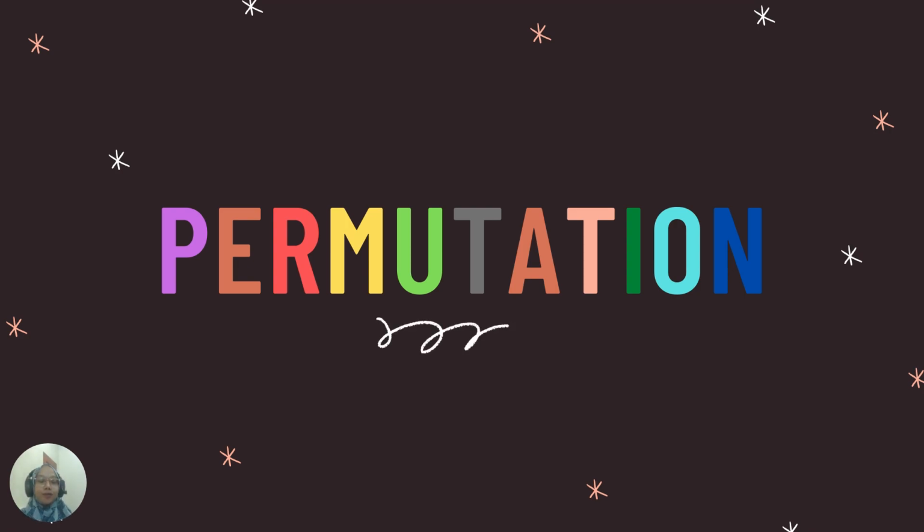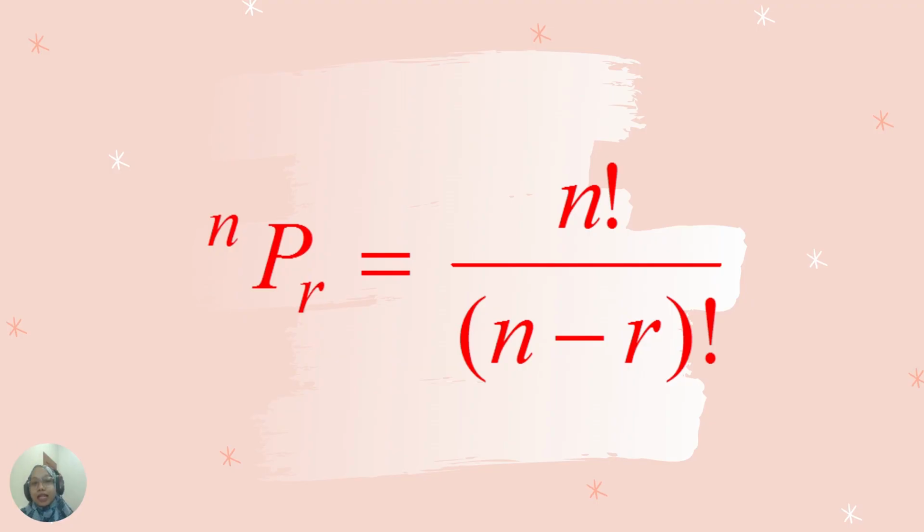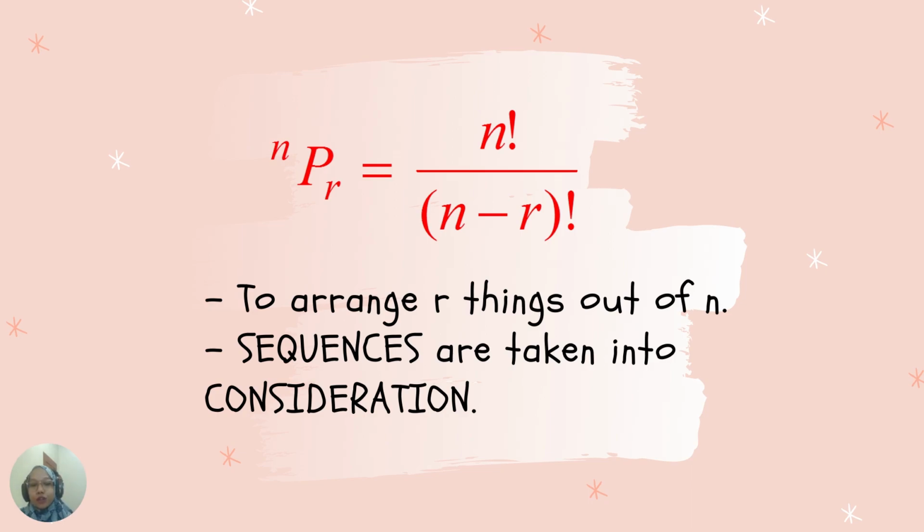Today we are going to learn about permutation. Basically, permutation is always given by this formula, which is nPr equals n factorial divided by (n minus r) factorial. It is used when given a situation to arrange r things out of n. In permutation, sequences are taken into consideration.